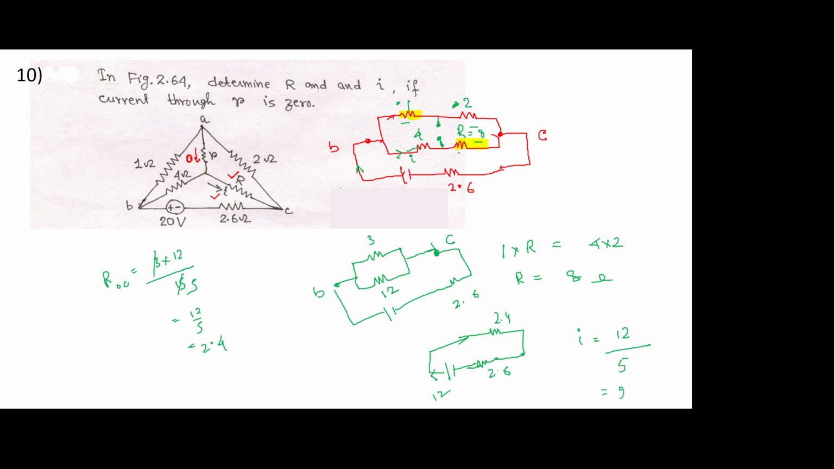Sorry, the battery is 20 volts, so it is 20 by 5, so it is 4 ampere. Now 4 ampere current is flowing out of the battery. Now in the current that will flow, let me denote this by I1. This is I1.